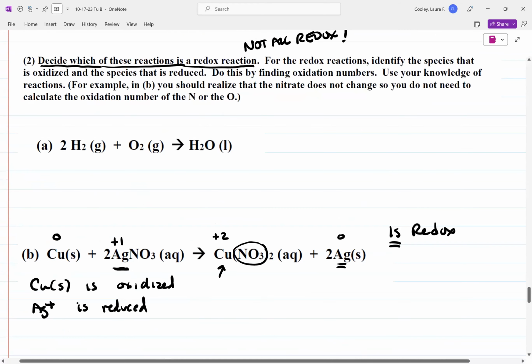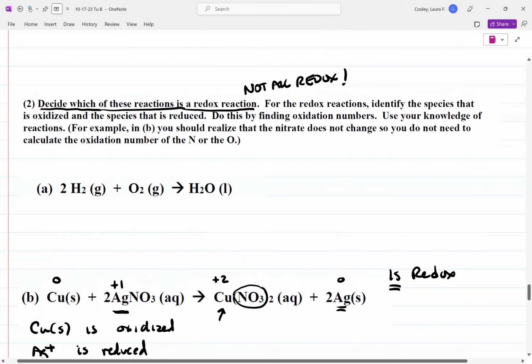Okay. What about this famous reaction? What's the hydrogen here? Oxygen and H2O, H. Oxygen.